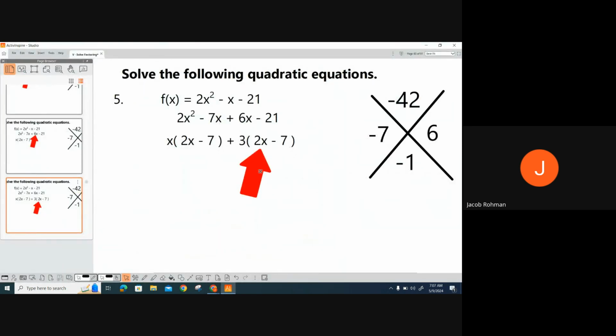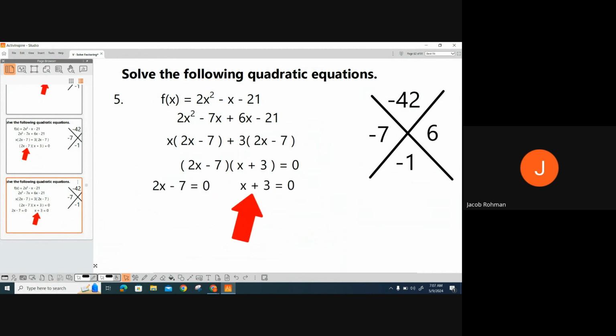And that's going to give us 2x minus 7 in parentheses. Now the common binomial of 2x minus 7 factors out, and we're left with x plus 3 as the second binomial. And here we can solve this now. This is in factored form, and we can solve this by saying each of the parentheses can be equal to 0. Well, here on the right side, we know that x plus 3, that's going to be an easy solution. X equals negative 3 there.